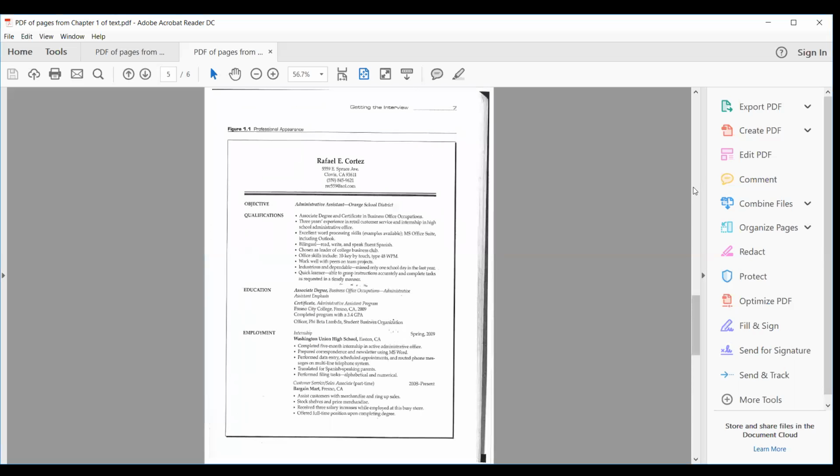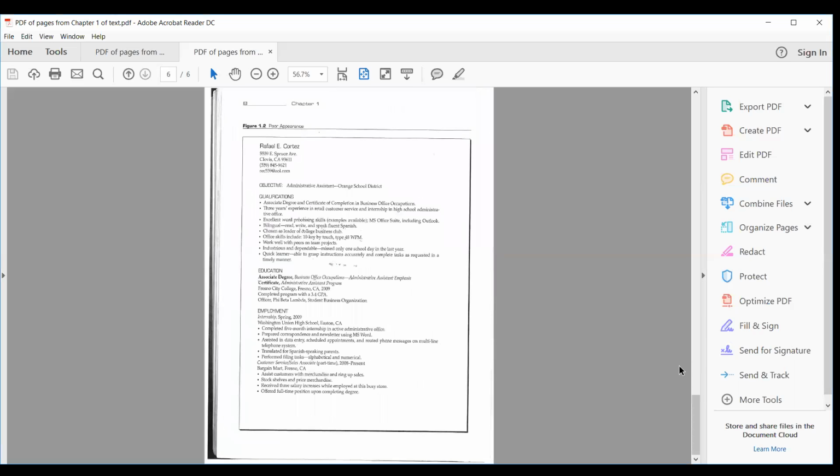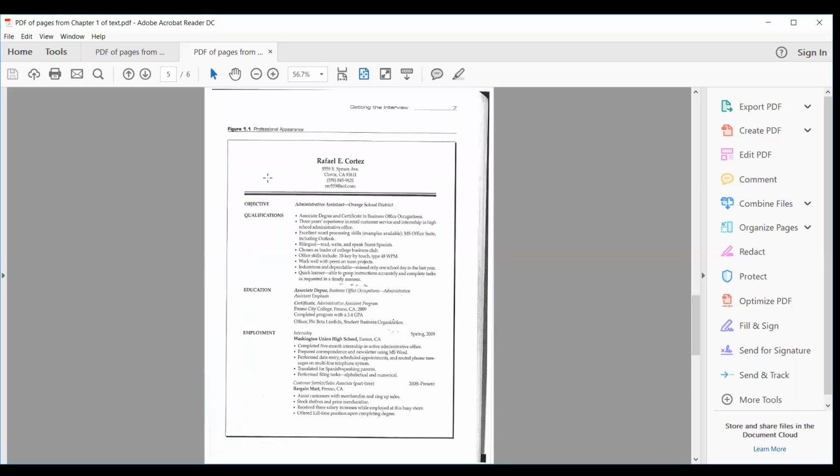If we go back up here, now what we've got is just a heading and then basically straight in. There's no differentiation. The heading should really always be set off a little bit. So objective, so here. And what we have is, it's very clear what the sections are: objective, qualifications, education, employment, and then the information goes in. Some of my comments still hold.